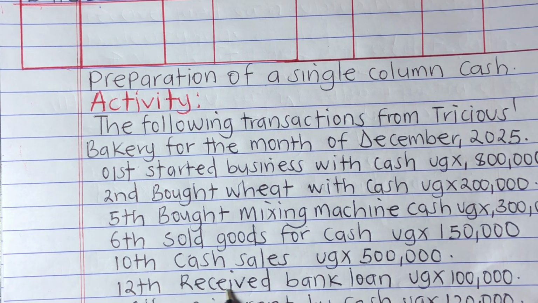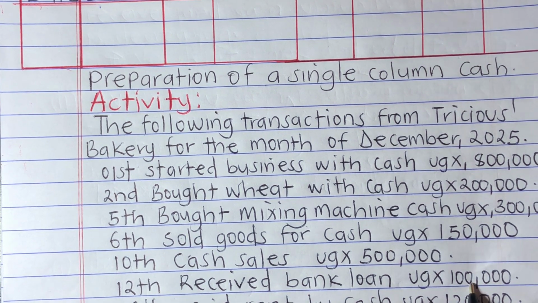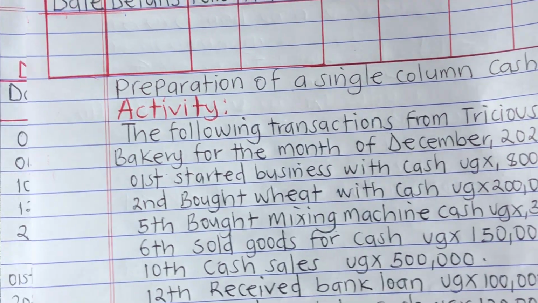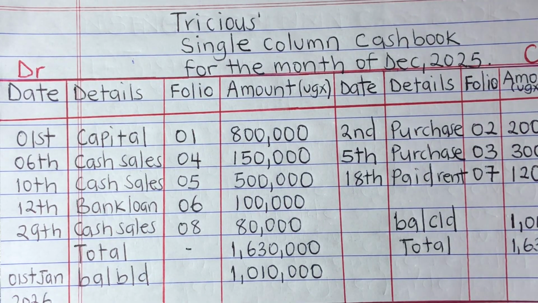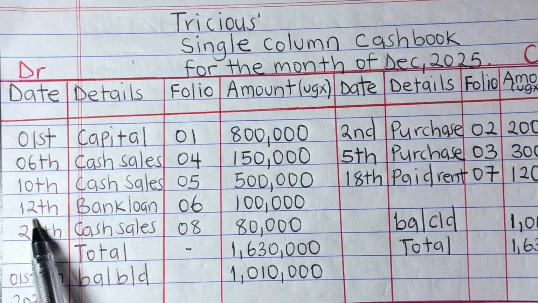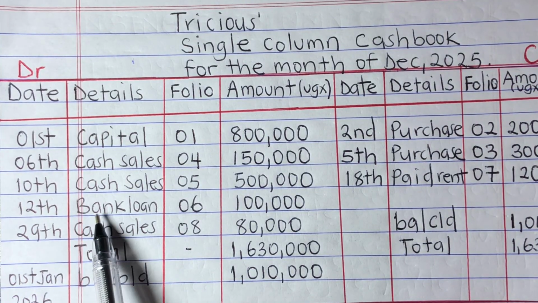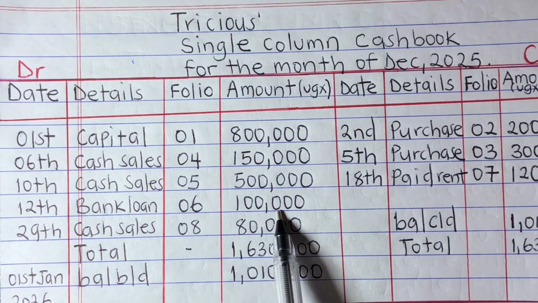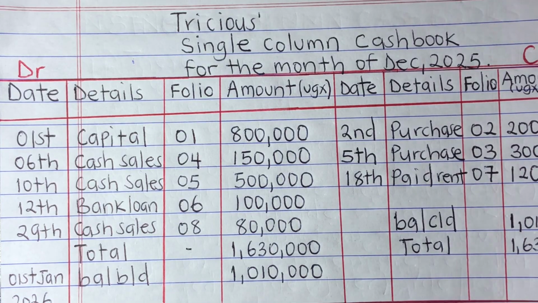The 12th is received bank loan UGX 100,000. If you receive a bank loan, meaning you're receiving money, so we record that on the debit side in the cash book, or in the single column cash book. So it was on 12th. The details is bank loan. For the folio number we give it 06, and the amount was 100,000. So we're done with 12th.